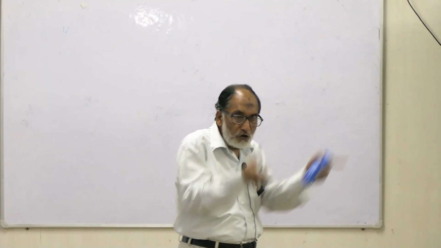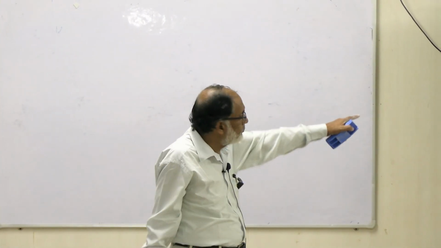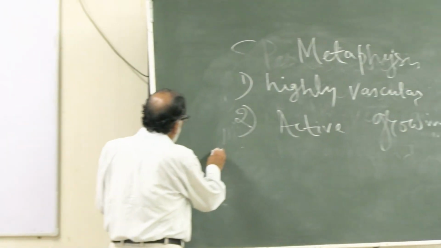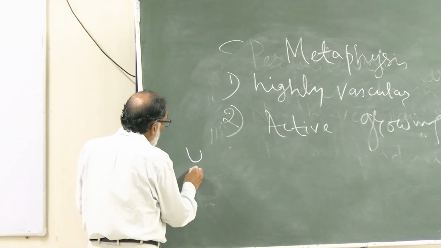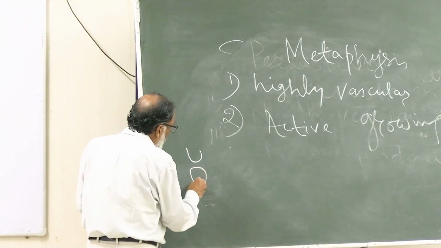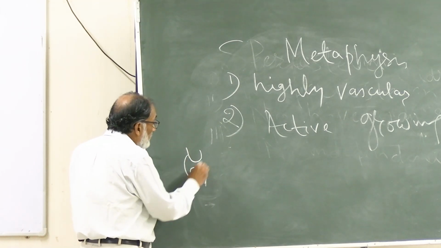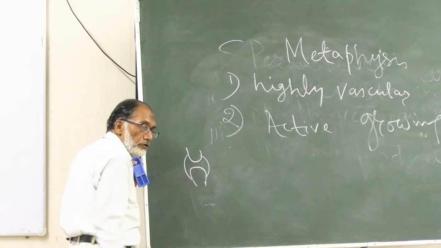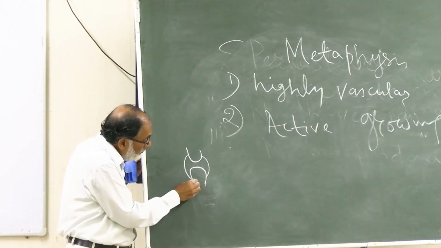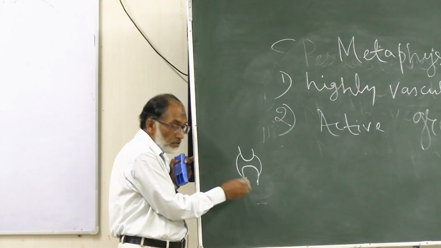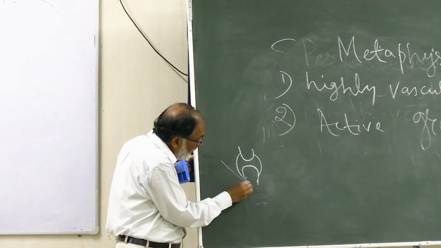Also, the capsule of the joint is attached to this region. Suppose this is one bone and another bone here. There is a fibrous covering of this joint. This fibrous covering is known as the capsule of the joint. Suppose this part is the metaphysis, so the capsule is attached here. Sometimes muscles may be attached here.